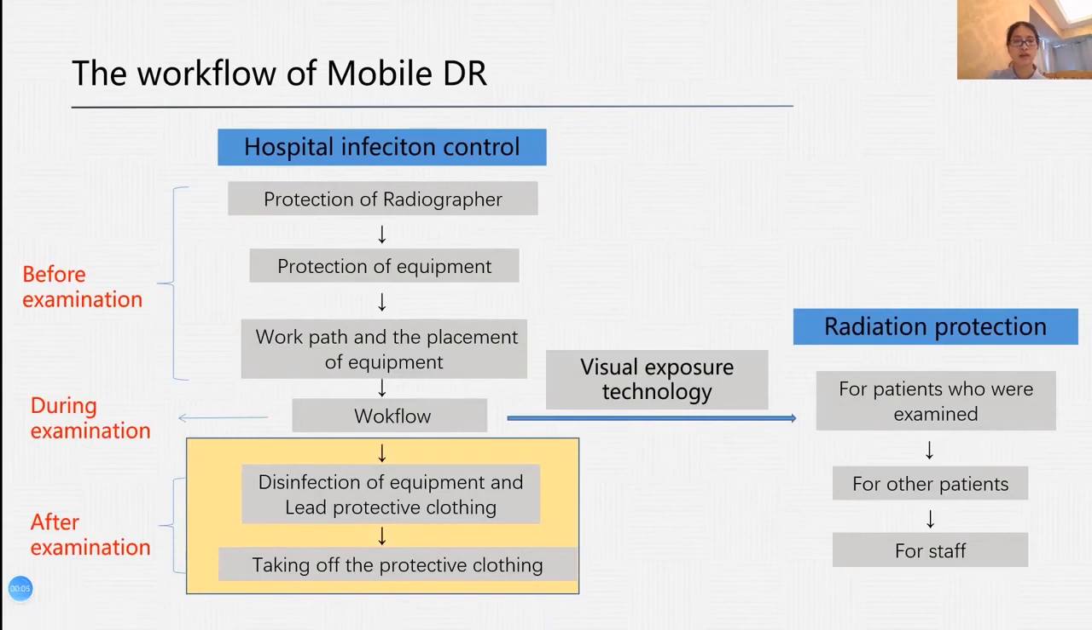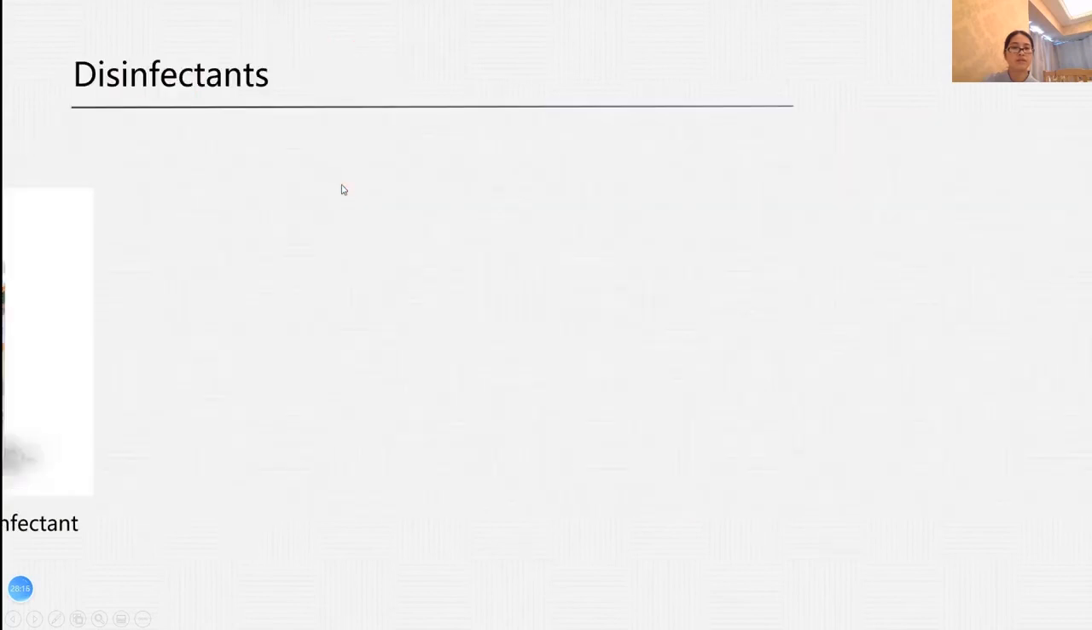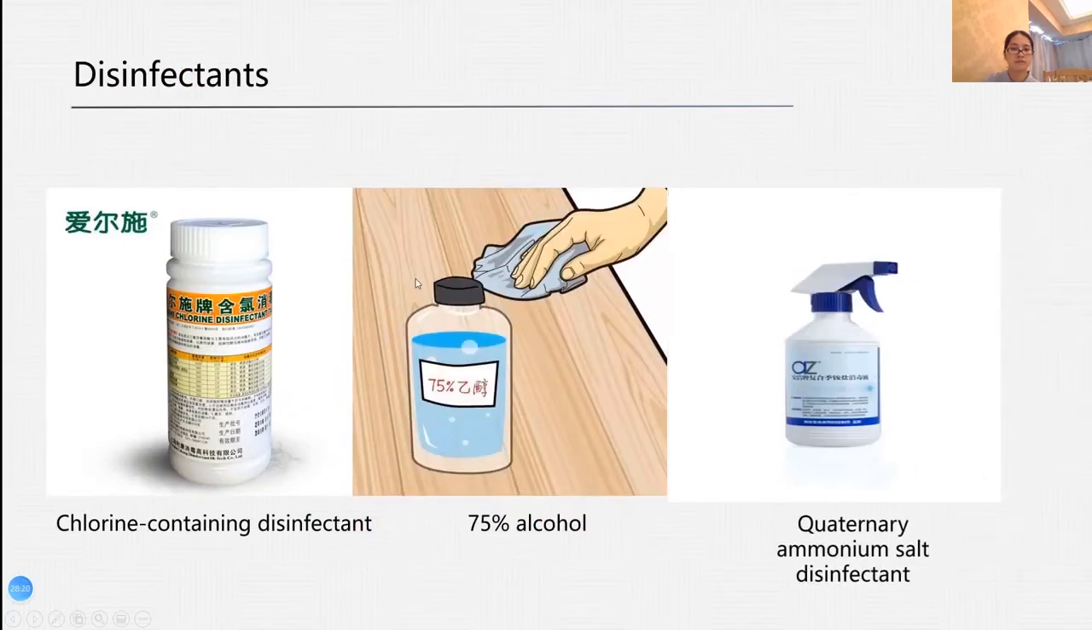Next, let's take a look at the disinfection of equipment and lead protective clothing, and how to take off the protective clothing. Here, we do the disinfection in this room, and after disinfection, we place the mobile DR here. The following are the most commonly used disinfectants. The first one is the chlorine-containing disinfectant, the second one is the 45% alcohol, and the third one is quaternary ammonium salt disinfectant.